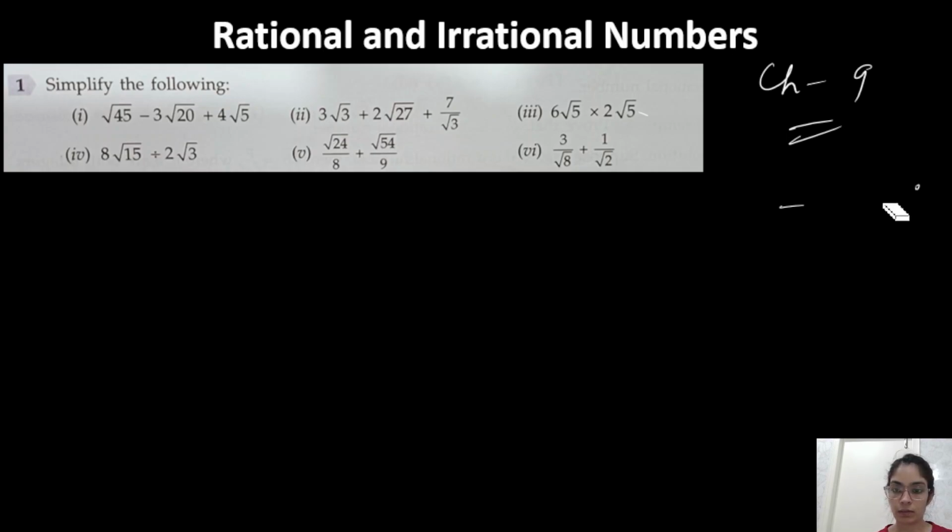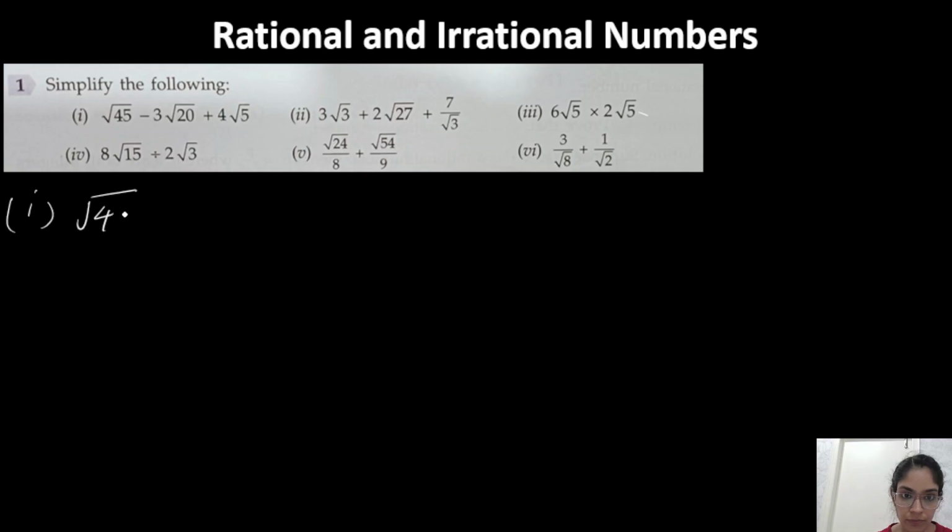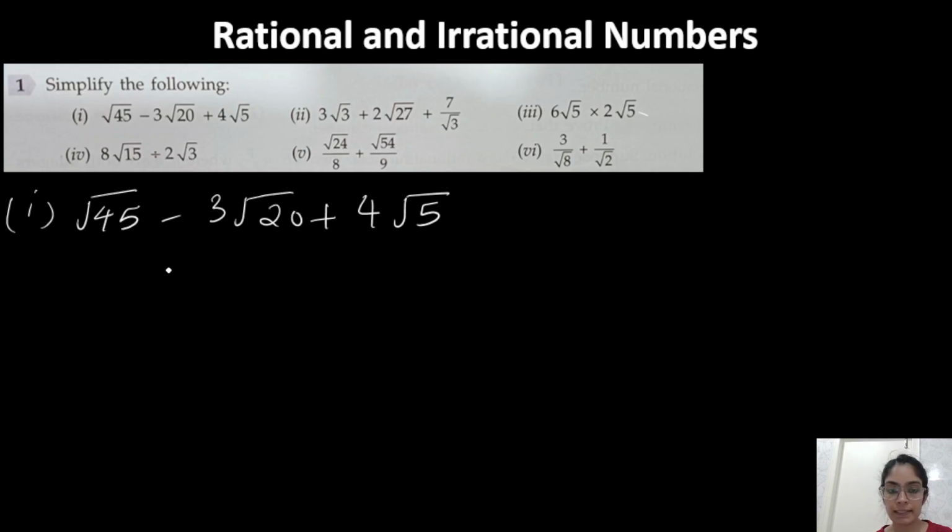Let's start. So the first question says simplify the following. You can see the first part is square root 45 minus 3 root 20 plus 4 root 5. When we are simplifying, numbers like square root of 45 and square root of 20, we can change them to simplest form. How to change them? Let us do prime factorization of these numbers. 45 is basically 9 into 5. So I can do its prime factorization: 9 means 3 into 3 into 5.